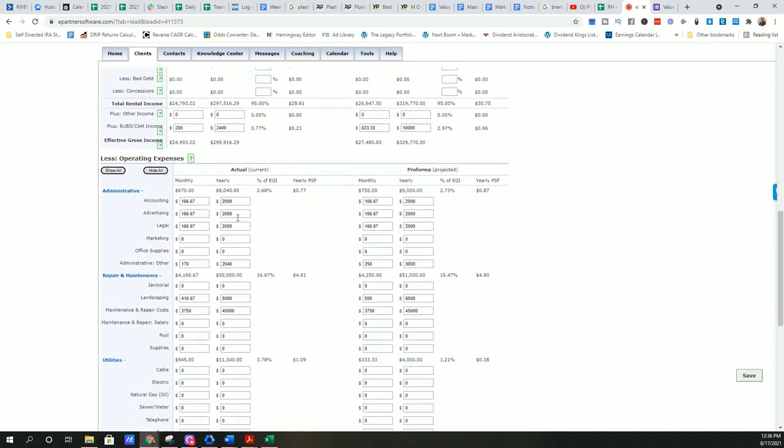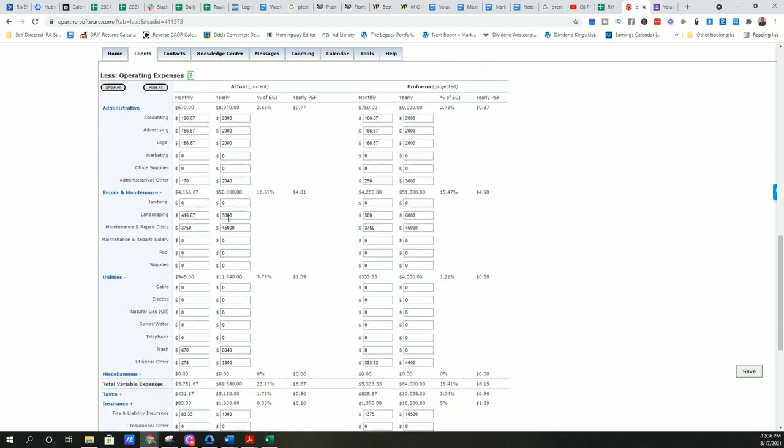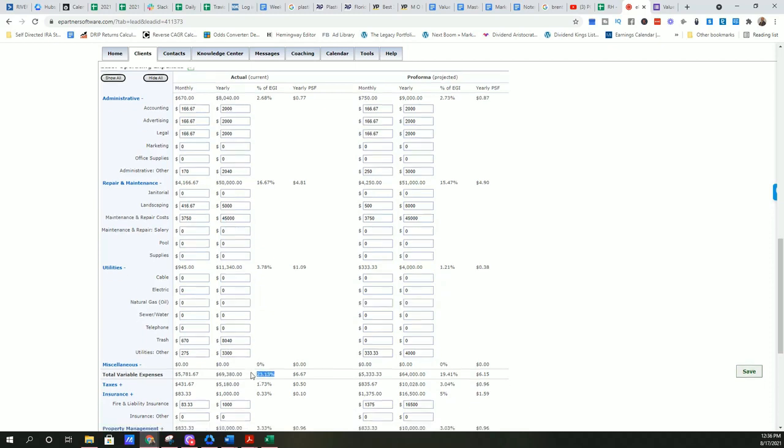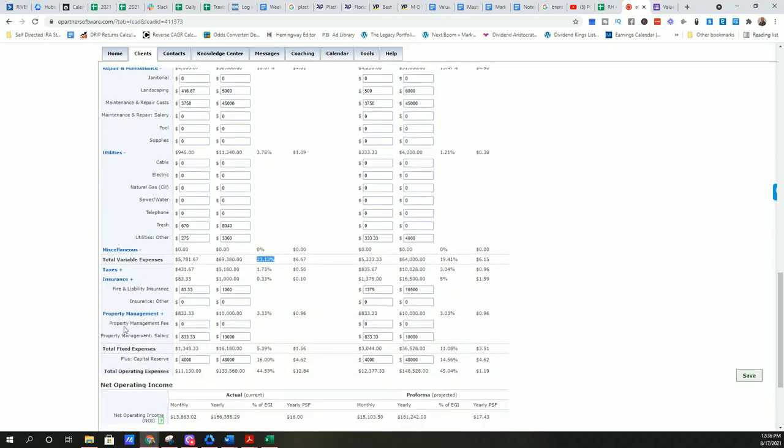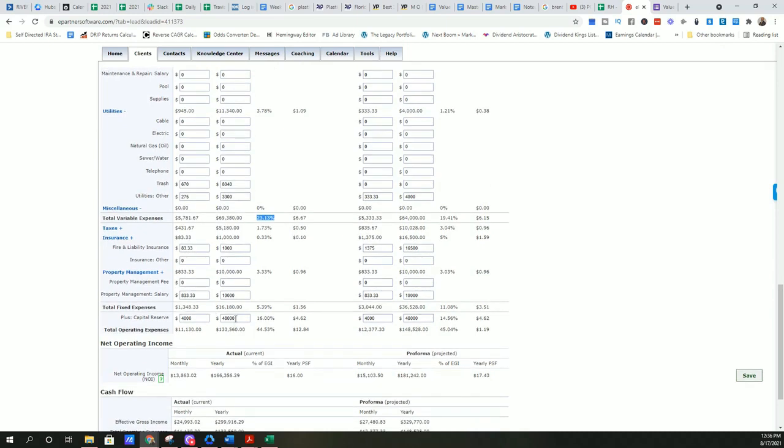Okay, so we have all the costs here: accounting, administrative, legal, administrative, other, landscaping, maintenance, repair costs. We'll get back to that one in a second, because that number is gigantic, especially compared to the other ones. Trash, utilities, and then it comes down with a percentage down here for total variable expenses. You can add in even taxes and insurance here, property management salary, because I wouldn't want to be managing the property myself.